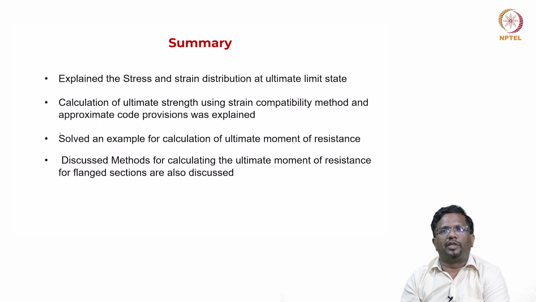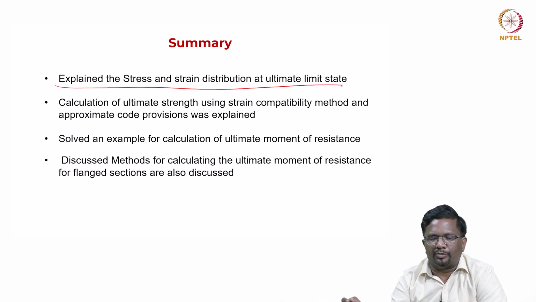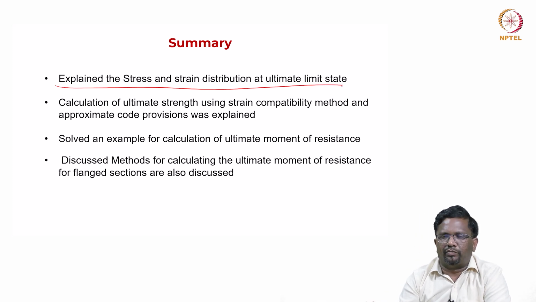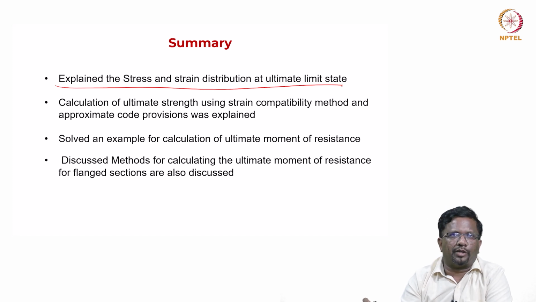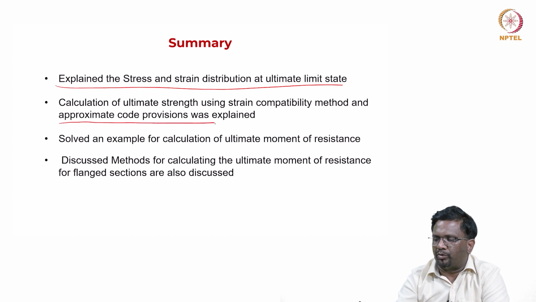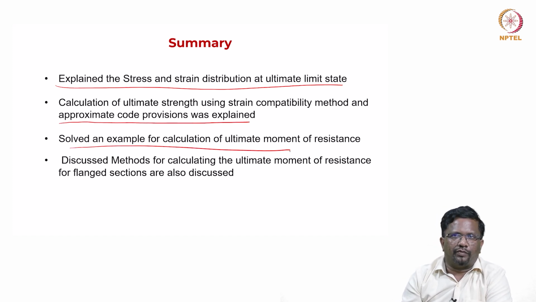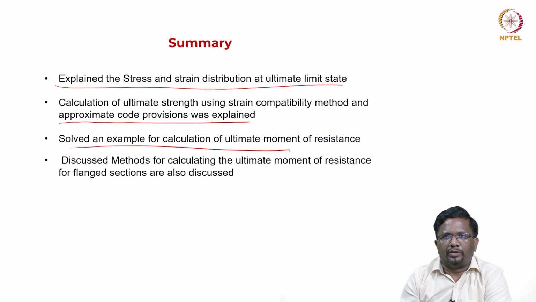Okay, so let's summarize what we have discussed in this session today. We have explained the stress strain distribution at the ultimate state. We have calculated the ultimate strength for a rectangular section and a flange section using the strain compatibility method. We also discussed the limitations of approximate code provisions. We solved examples. Again, we discussed the methods for calculating for the flange sections as well, right.